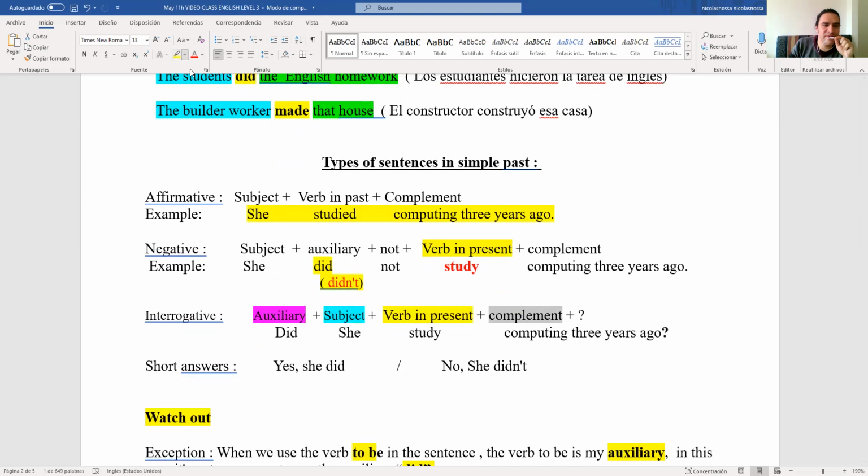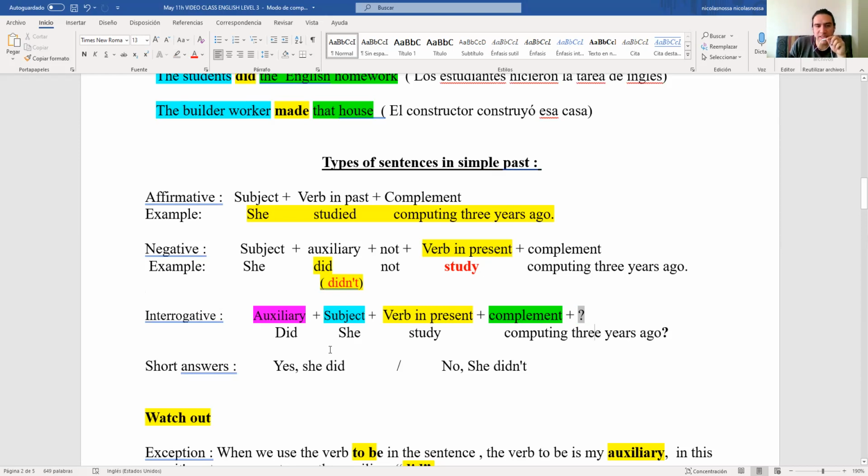And something very, very important, the question mark. The question mark is very important, okay? No se les olvide el signo de interrogación. Okay, that will be the structure in interrogative.